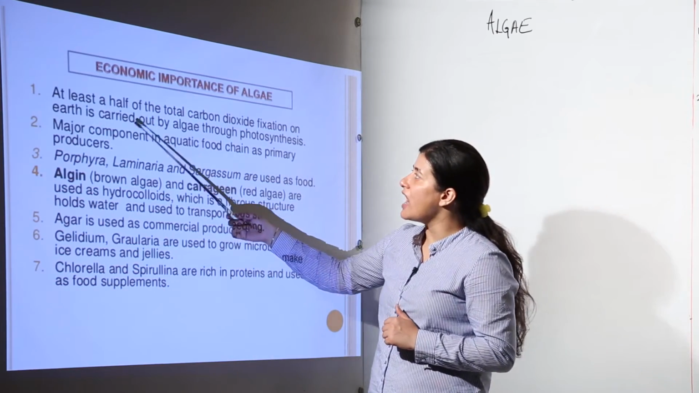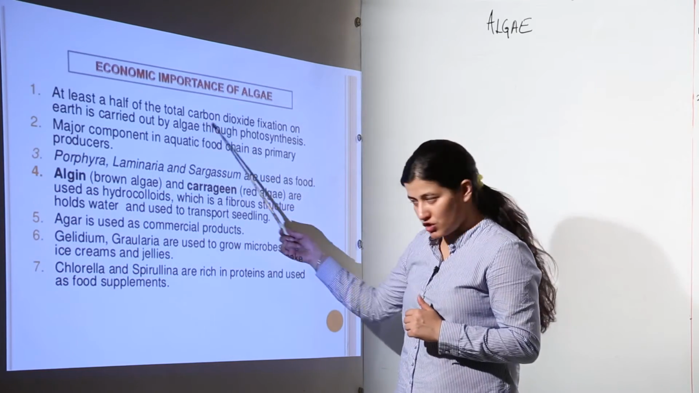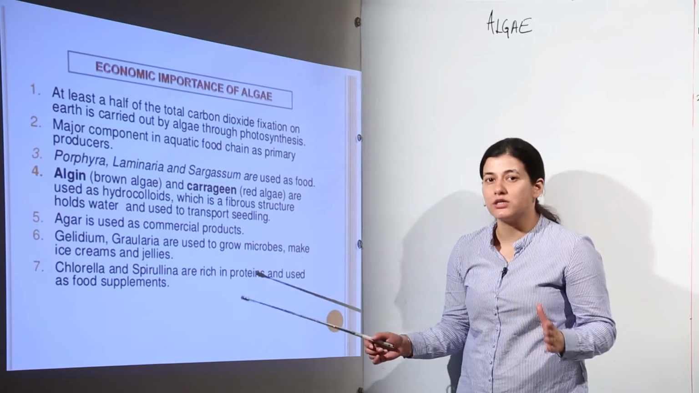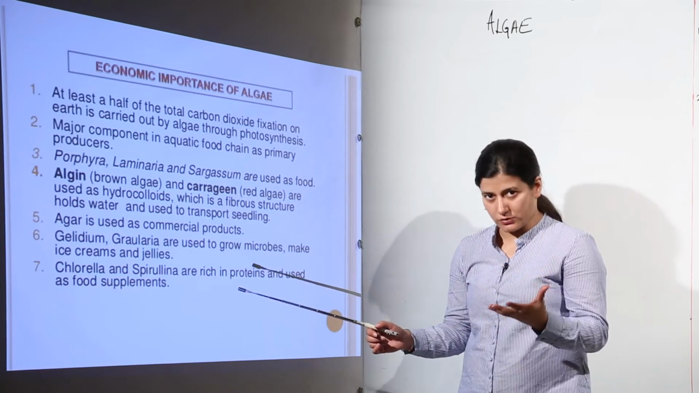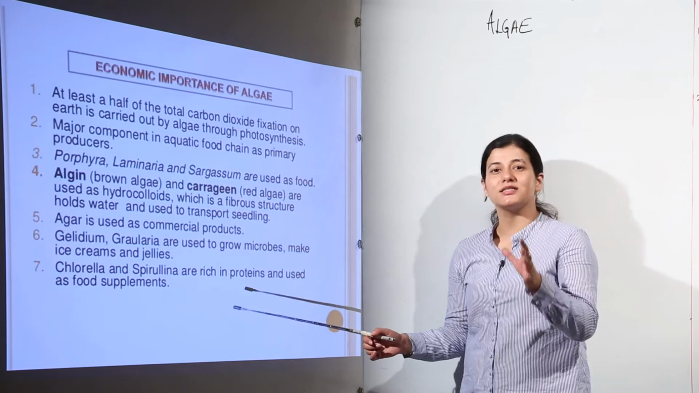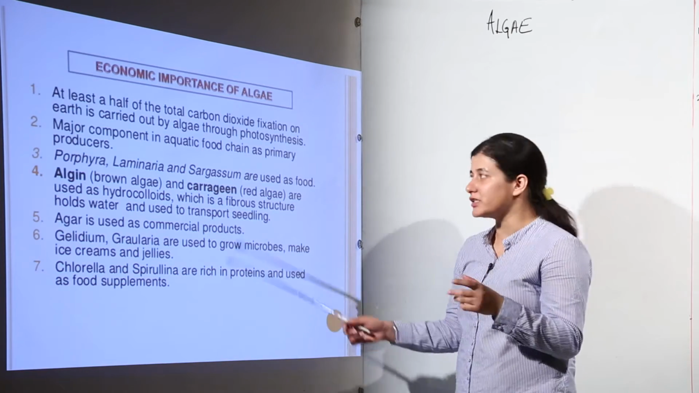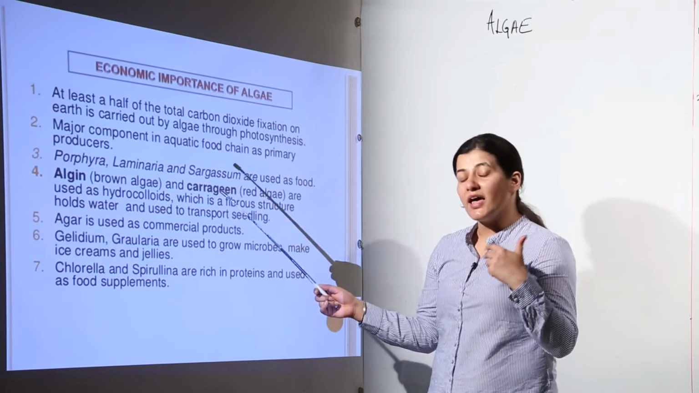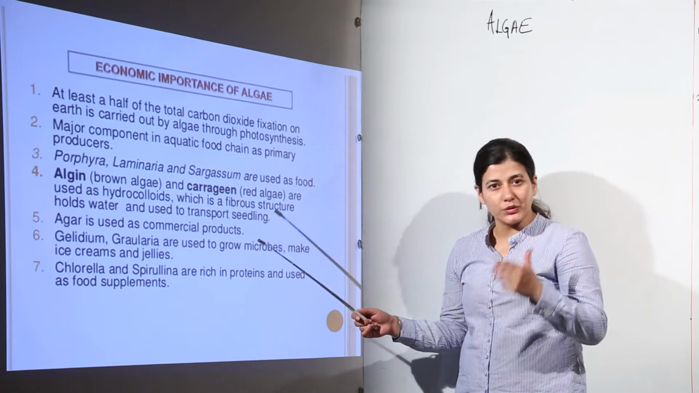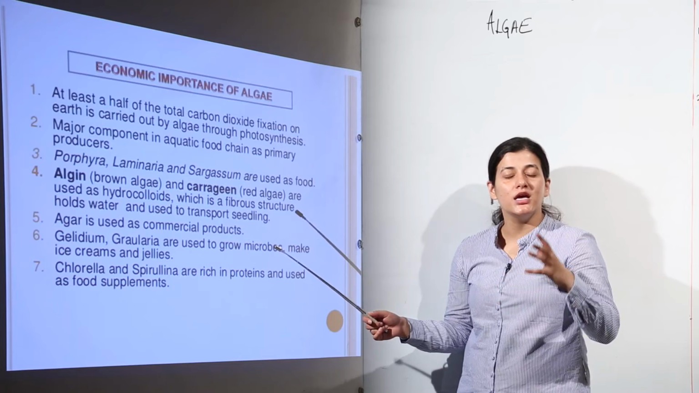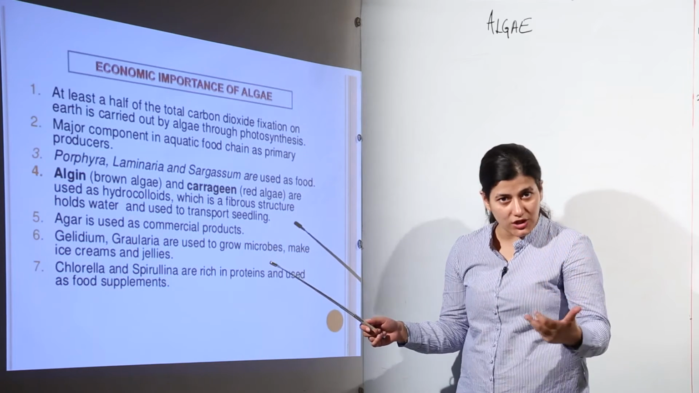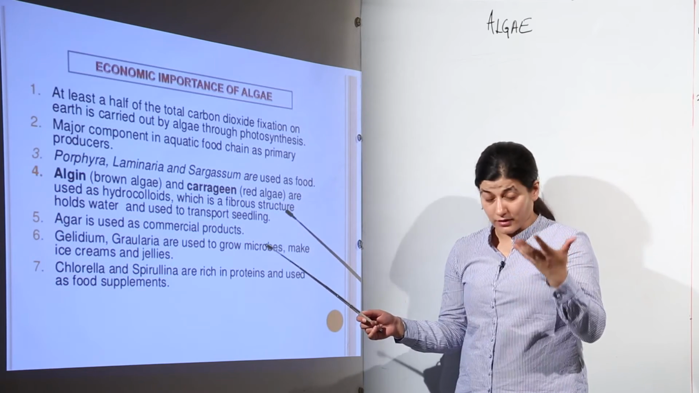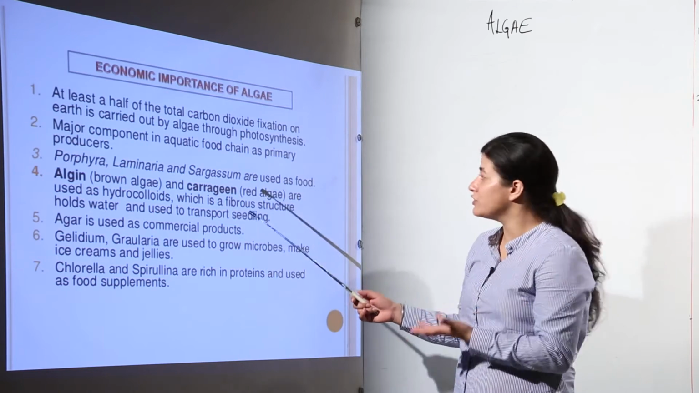First one is half of the total carbon dioxide fixation, that is photosynthesis, whatever is present on earth to be eaten by other organisms, is carried out by the algae that you see in water. Whenever carbon dioxide fixation is done, it is giving out oxygen as well. So the oxygen that you are breathing at present, at least 50% of it is being produced by algae.